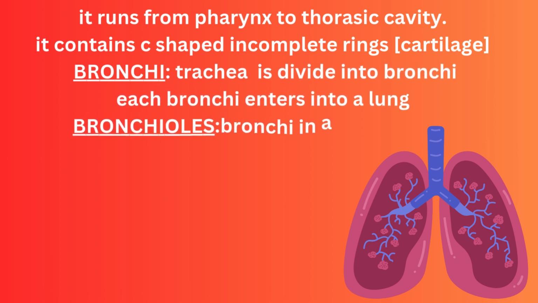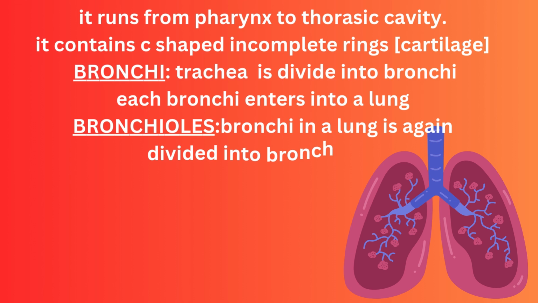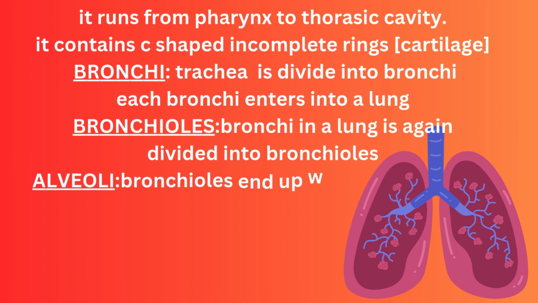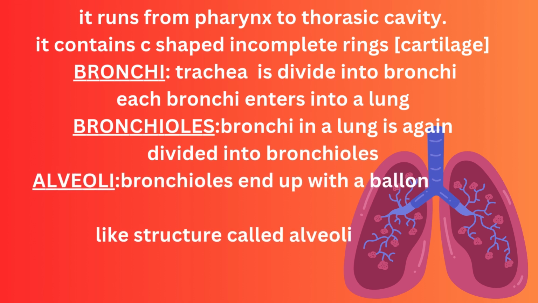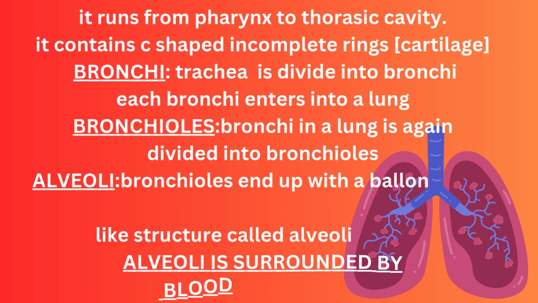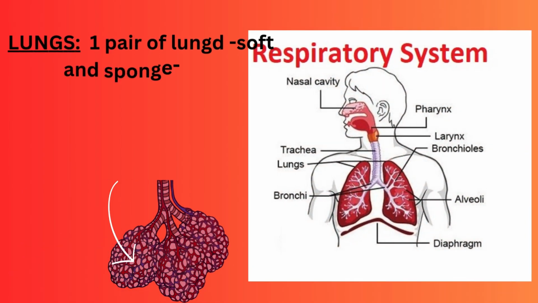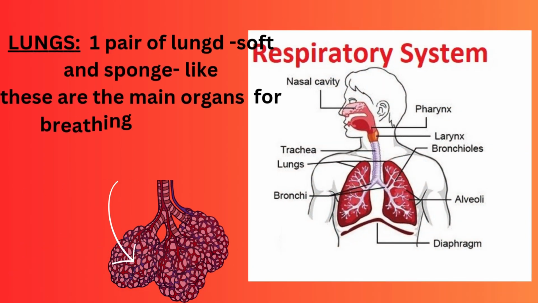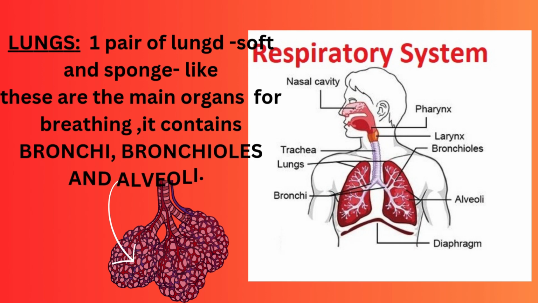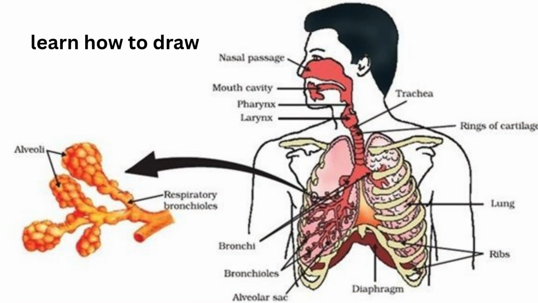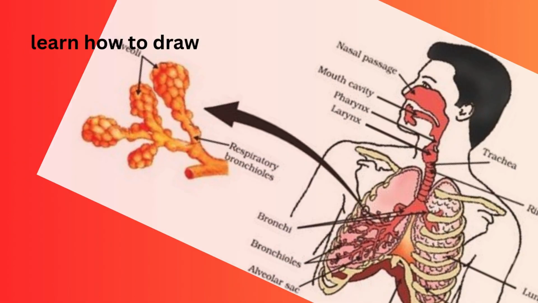Trachea is divided into bronchi. Each bronchus enters into a lung. Bronchioles: bronchi in a lung are again divided into bronchioles. Alveoli: bronchioles end up with a balloon-like structure called alveoli. Alveoli are surrounded by blood capillaries. Lungs: one pair of lungs, soft and sponge-like. These are the main organs for breathing. They contain bronchi, bronchioles, and alveoli. Practice the diagram of the human respiratory system.